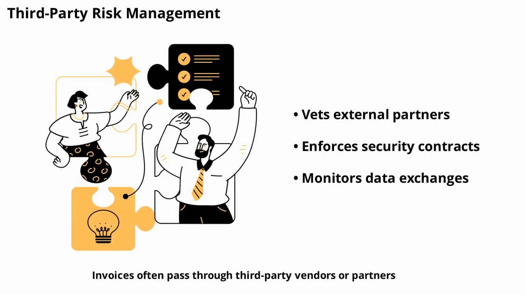Invoices often pass through third-party vendors or partners. DLP solutions should include features for managing third-party risk, such as vetting external collaborators, enforcing contractual security requirements, and monitoring data exchanges. These controls help ensure that your sensitive invoice data remains protected even when it leaves your immediate environment.